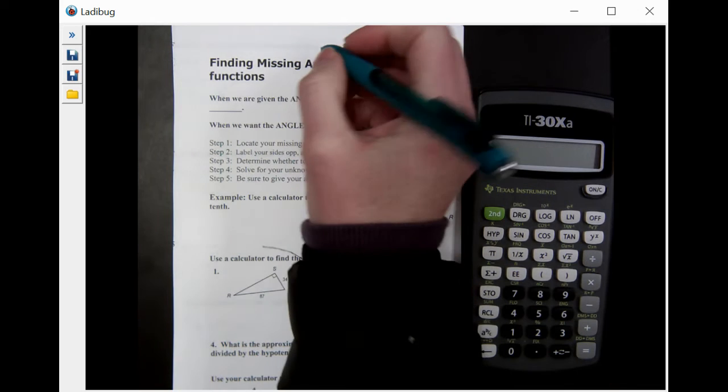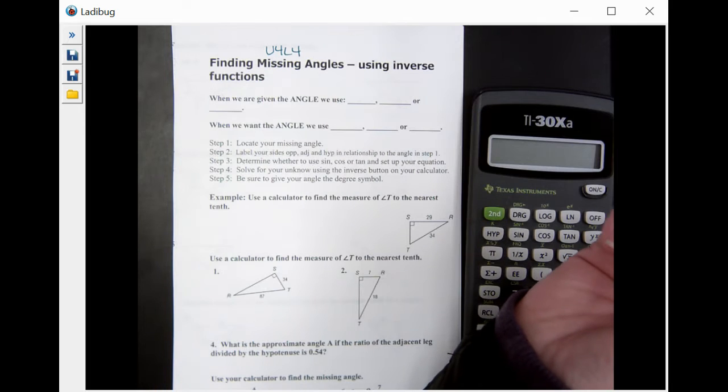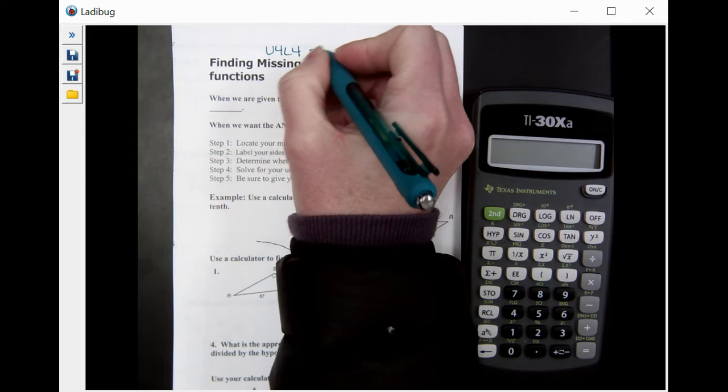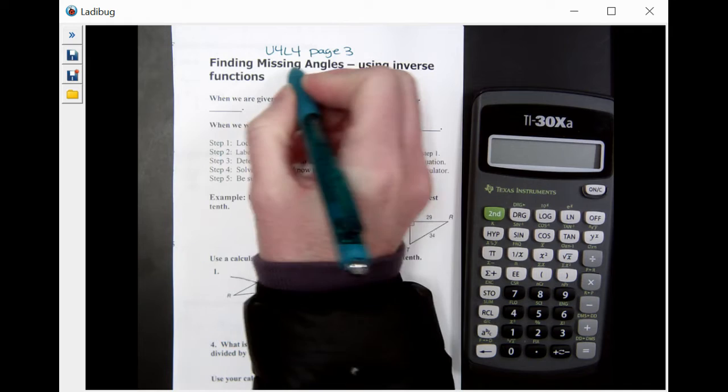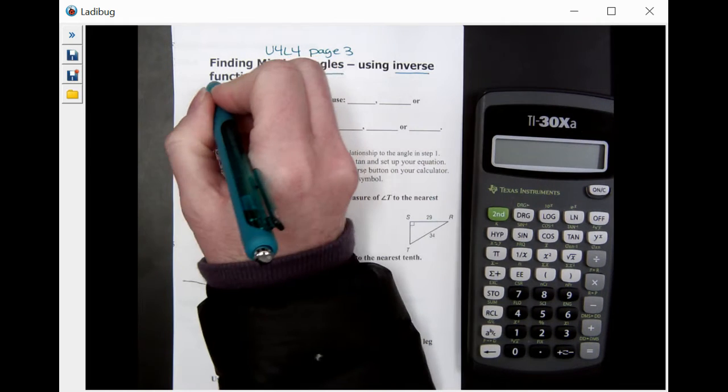Hi, Geometry. This is our Unit 4, Lesson 4 half sheet notes, and this is page 3. On this page, we're going to talk about how to use our trig to find missing angles of our triangle, and we're going to be talking about using our inverse functions.